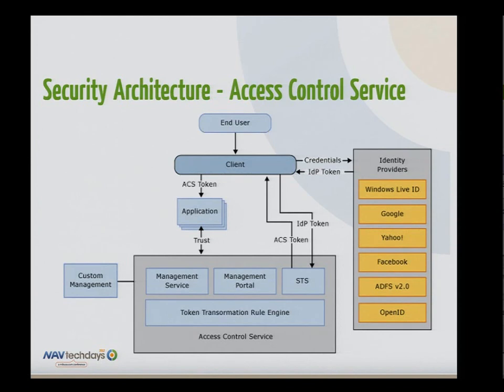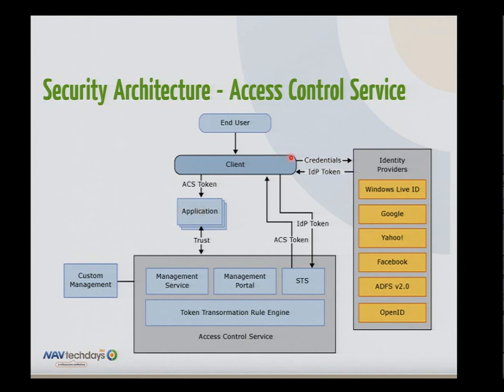This is Access Control Service, and I will just go over here. You can see what happens when a user tries to log in. Basically, we're using a client. We have this maybe Susan character. She's using a client, and she wants to log in to NAV. That's the application down here.